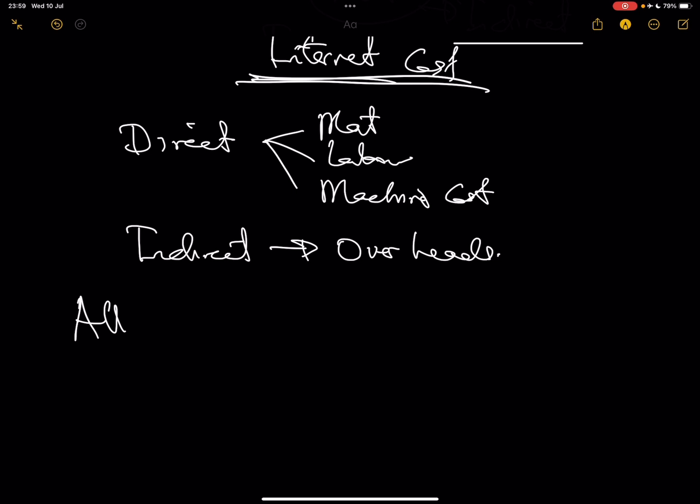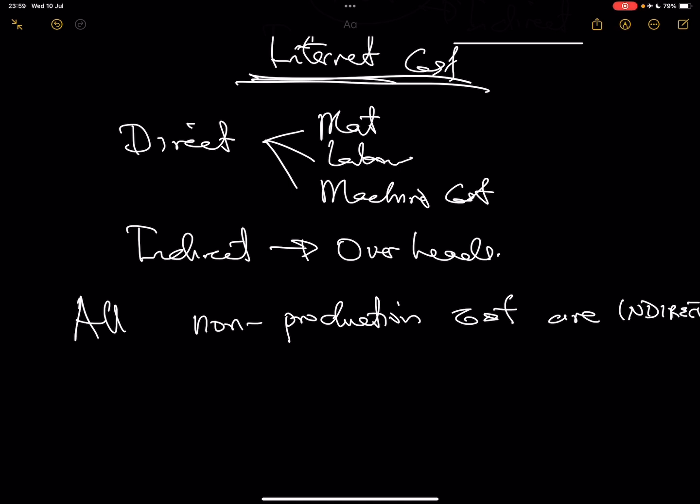Note that all non-production costs, remember, production cost taking place outside the production area, all non-production costs will always be indirect, because they're not even going to be close to the production area. All direct costs will be production costs.